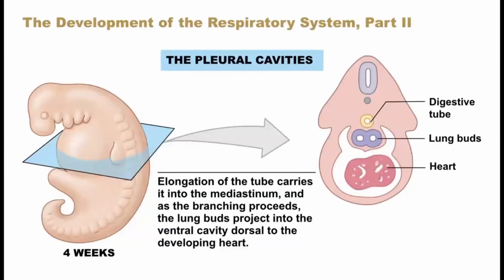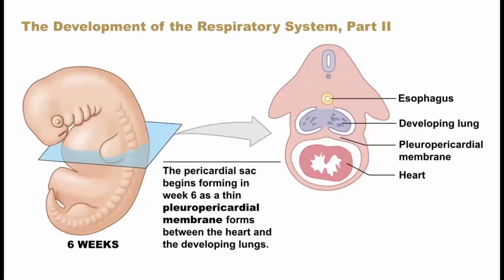Pleural cavities. The pleural cavities are what contain the lungs. Okay, you see they're going to form. You have your digestive tube and the lung buds. You see the pleural cavities are starting to form around it. Okay, again, you have your developing lungs at week 6. At week 8, you can see the pleural cavities.